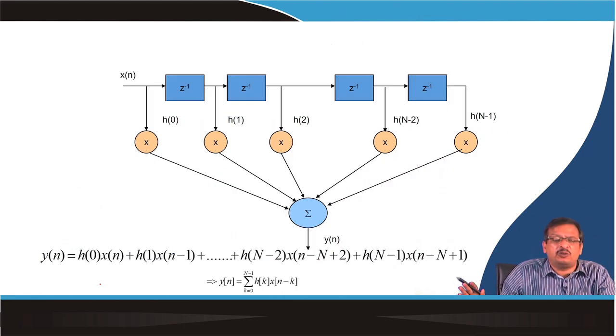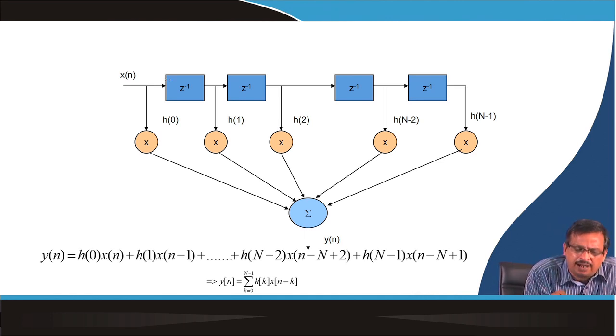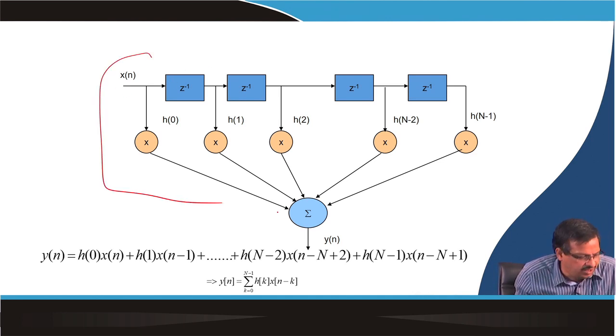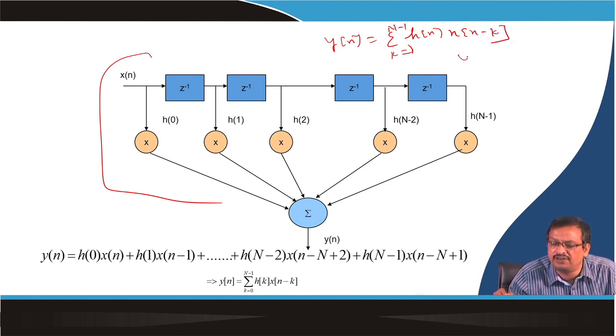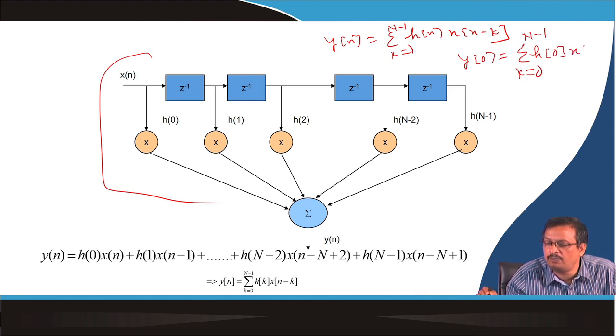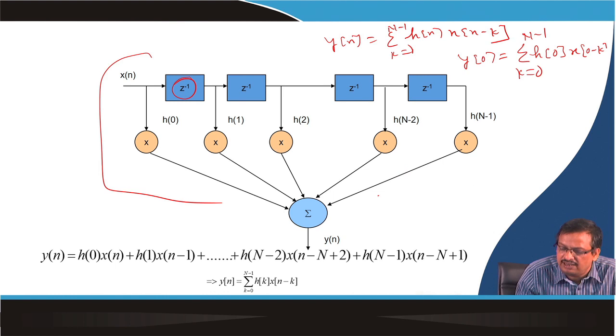Now, this is x(n), and this is a pictorial representation of the function y(n) equal to the sum over k equal to 0 to n minus 1 of h(k) times x(n minus k). When I say y(0), it is the sum over k equal to 0 to n minus 1 of h(k) times x(0 minus k). So x(n) is delayed by one sample. If you see the z domain, what is H(z)?